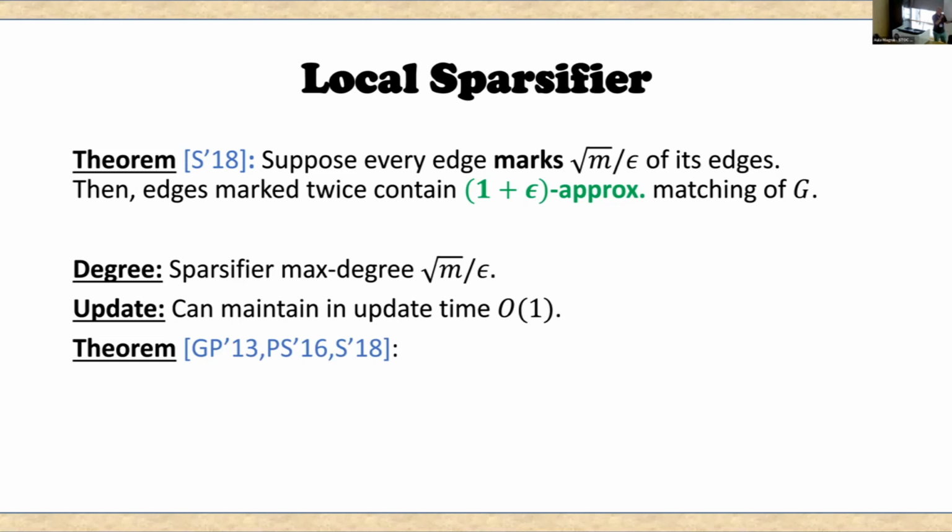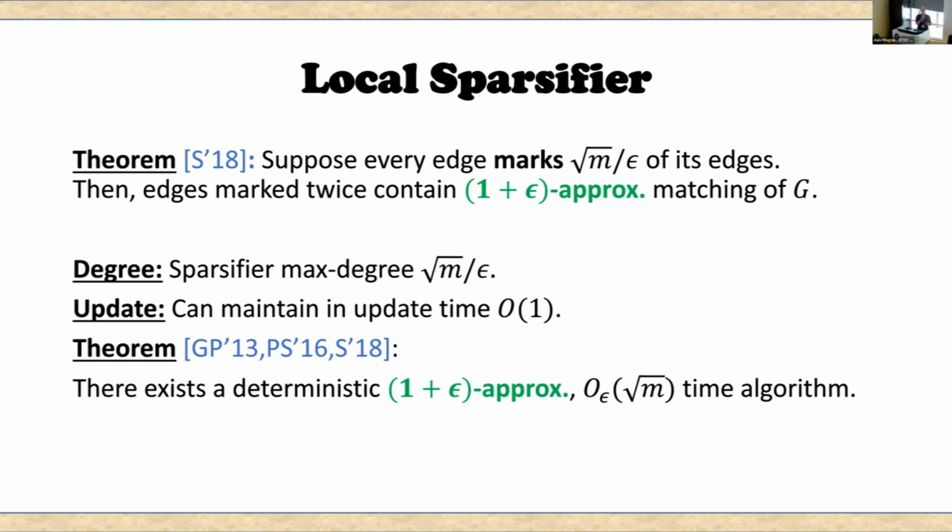And what you get from this, if you plug this into the framework from a few slides ago, is that there exists a deterministic 1 plus epsilon approximate matching algorithm in root m update time. And the table I showed you earlier was talking about dependence on n. Of course, root m is never more than n. Questions about this quick slide?